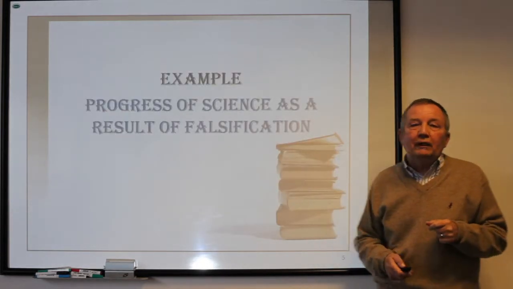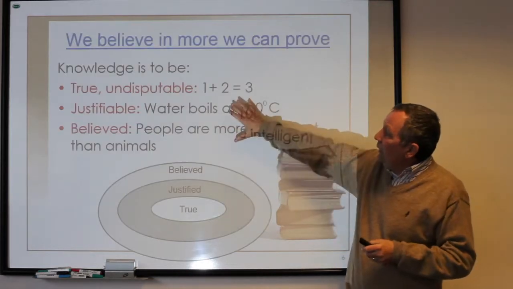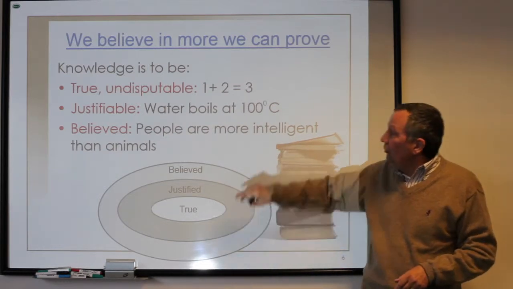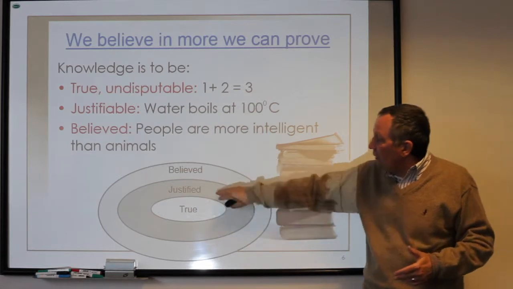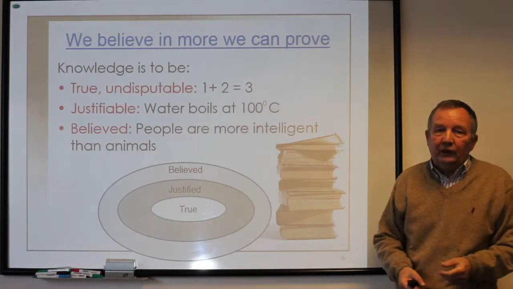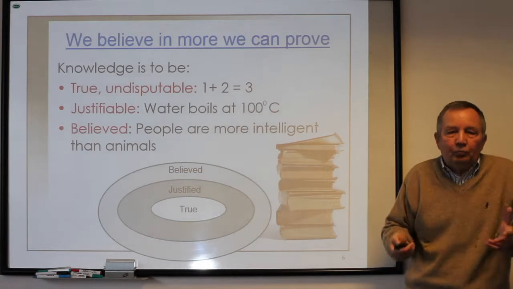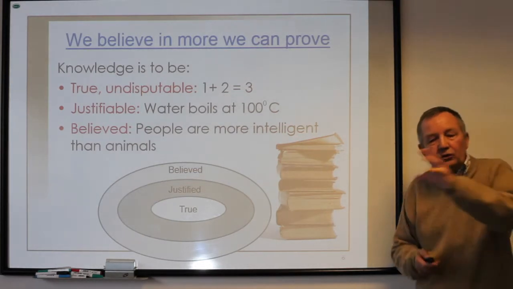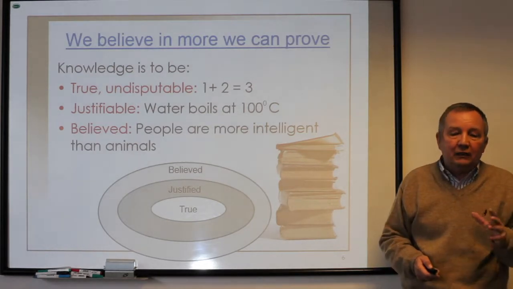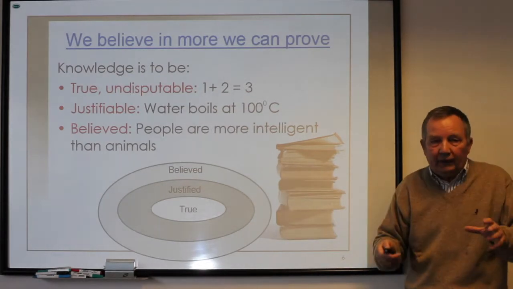So let's show an example of this. Look, what is our knowledge? As I said before, it's true, which is undisputable, justified, considered by the community as true knowledge, and finally believed, in which we as individuals hope that this is correct. I showed this slide in my first lecture, so I will not speak more about it, but we have to understand that this is the basic position we always face.